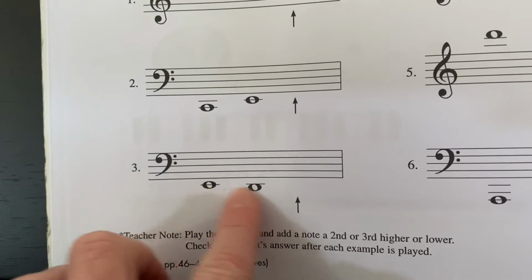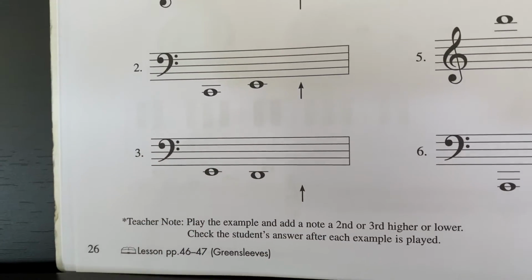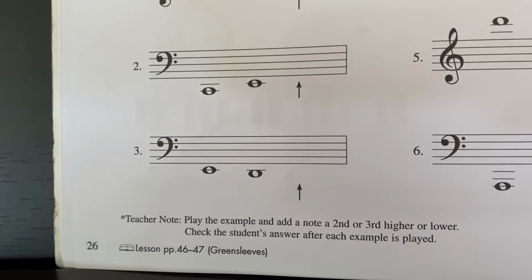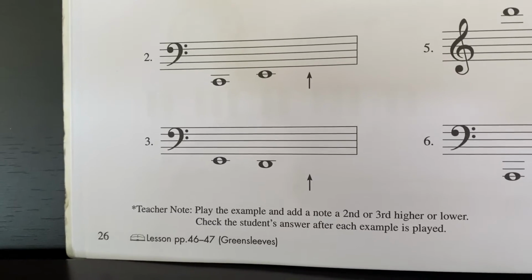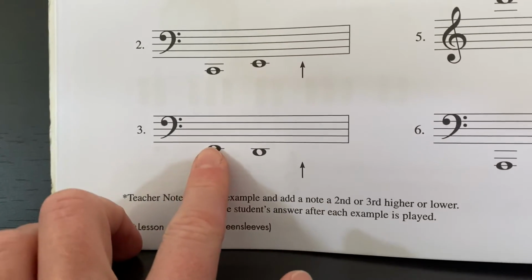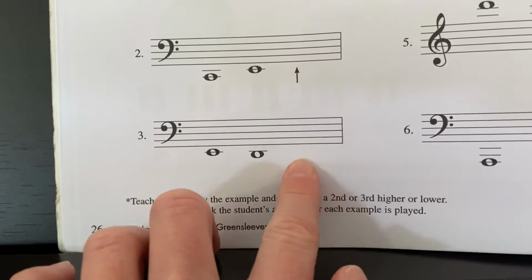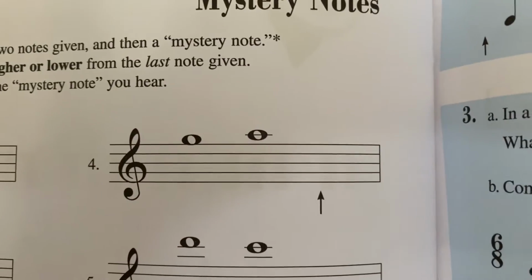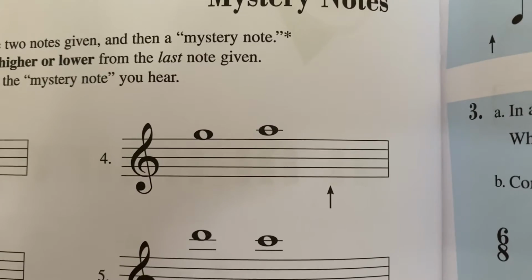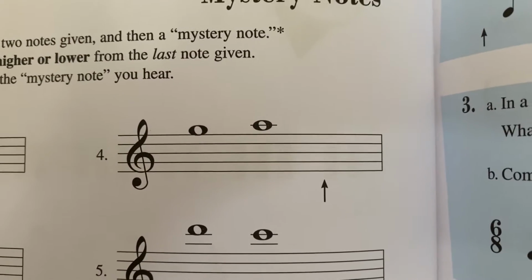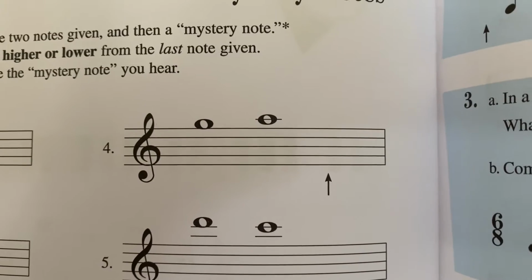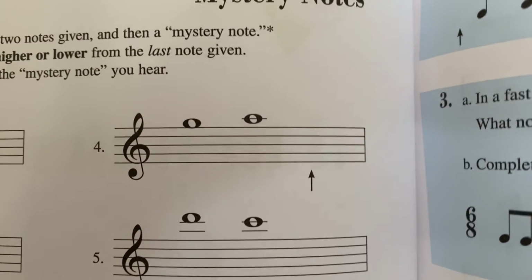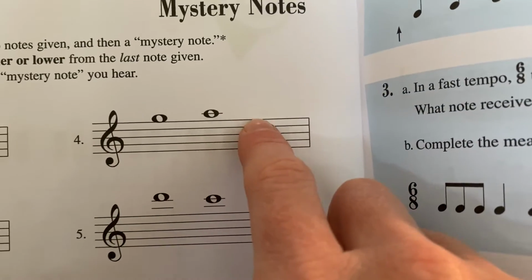Okay, let's try this one. Number 3. Hopefully you heard I went E, D, back to the E. Okay, all right, coming back up high. I'll play it a couple times. Okay, up, up, third, down. So that would be an F here, that top line note.